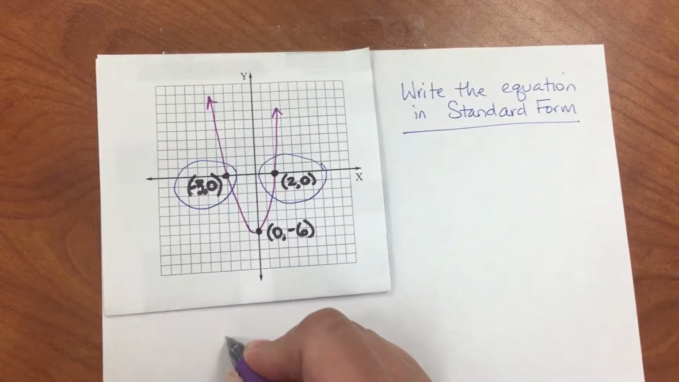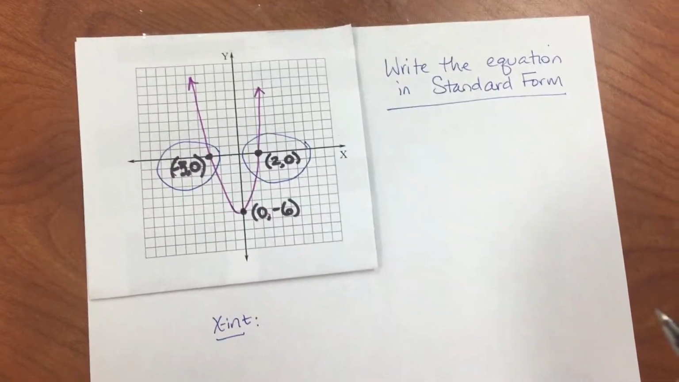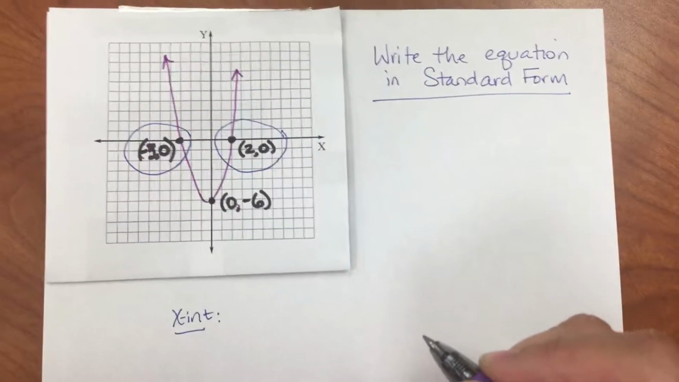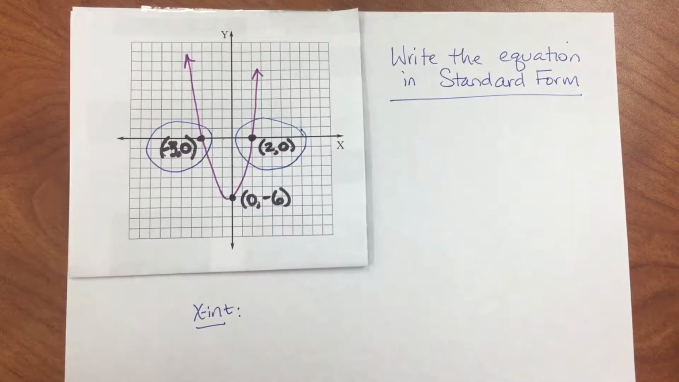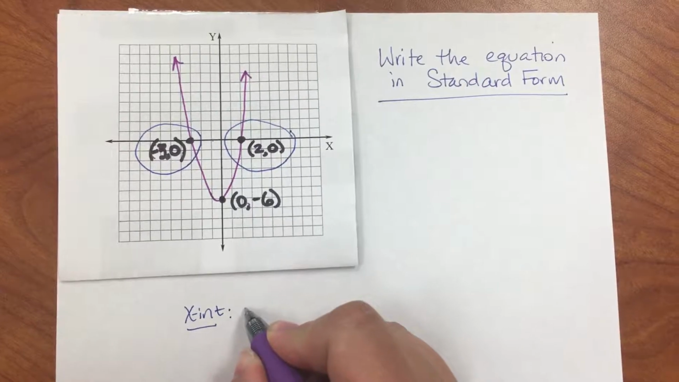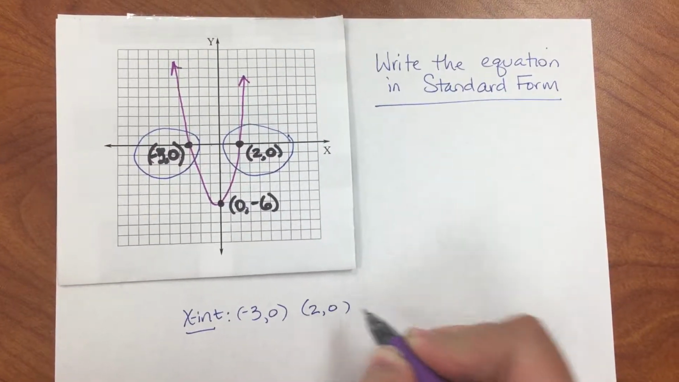I am going to use my x-intercepts to help me write the equation in factored form, and then once I have it in factored form, I can multiply it out using my area model to write it into standard form. So my x-intercepts are -3 and 2.